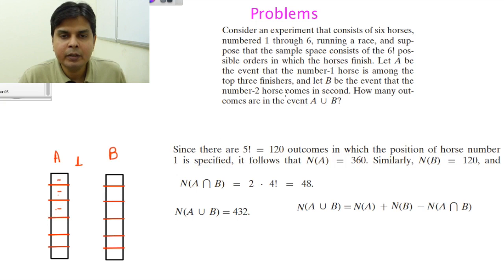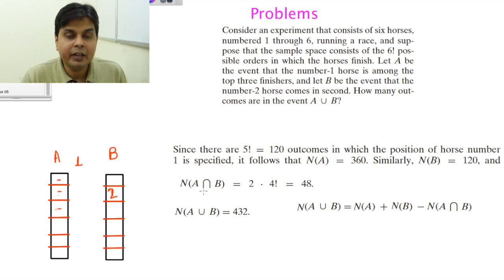Now come for B. In B, what is happening? B is the event that the number 2 horse comes second. So the position of horse number 2 is fixed here. So the remaining 5 horses can be arranged among the available positions in factorial 5, that is 120 ways.